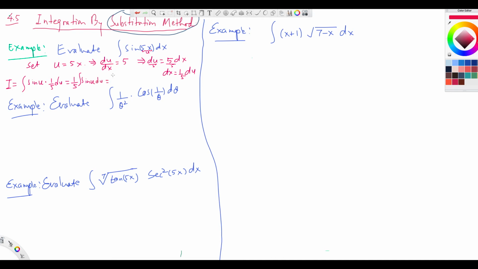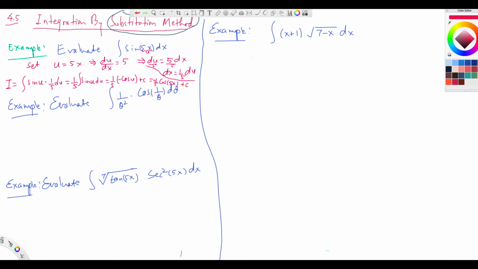What is the integral of sine? Negative cosine, right? Because the derivative of negative cosine is positive sine. So 1/5, and then negative cosine of u plus c. So what is the final answer then? It will be negative 1/5 cosine of 5x. I plug back in the value of u, and then plus c. That is the final answer.